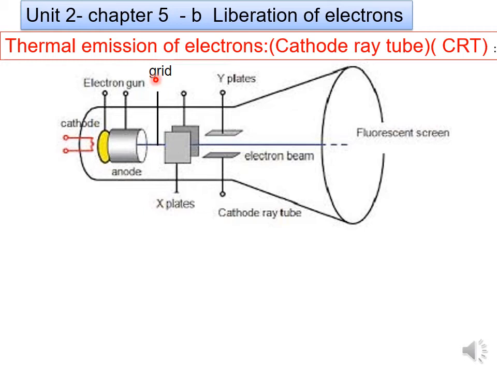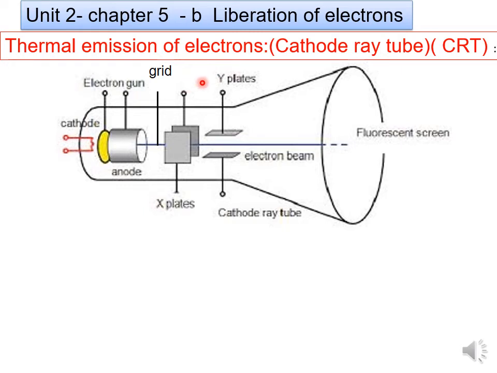This grid is connected to the video signal. When the negativity of this grid is changed, it will control the intensity of electrons emitted by the cathode. And there are also two groups of plates, X plates and Y plates, also connected to the video signal.